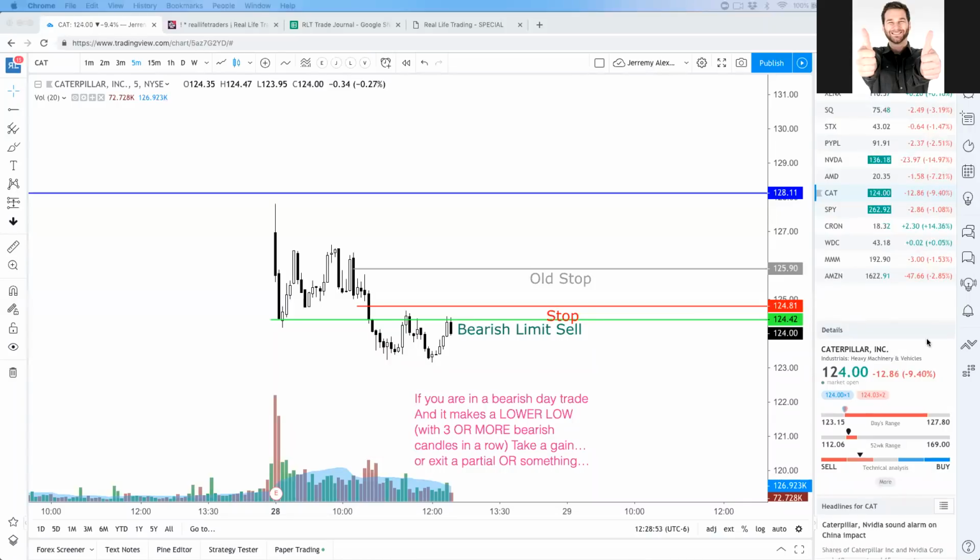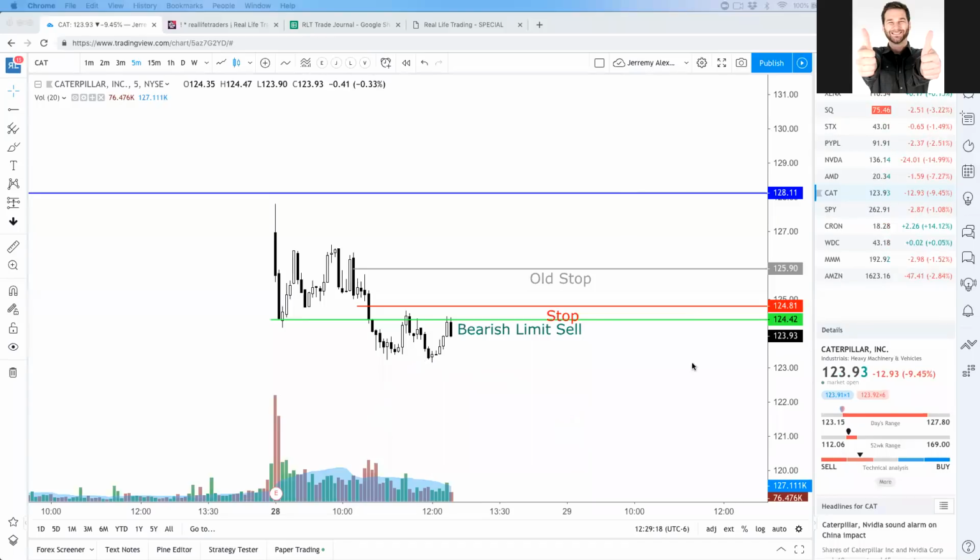I prefer to exit into strength. So right here, when Caterpillar makes that new low, we can obviously see you had 3 bearish candles in a row. So 3 bearish candles in a row makes a new low, great time to take a profit. If you're in puts or you're shorting the shares, it's a really solid spot to do that. Same thing with bullish trades, obviously. If you're in bullish and it makes a new high with 3 or more white candles in a row, feel free to take some profits.